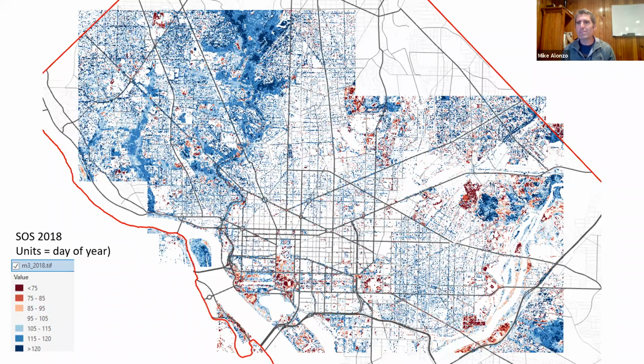Here are the fancy maps that pop out. We have individual tree scale start of season. This is just for 2018, colored by day of year. You can see the bottom of Rock Creek Park coming through. And the key thing that pops out here is that there's a lot of grass, and the grass is the thing that has the early start of season, and the trees generally have a relatively later start of season.